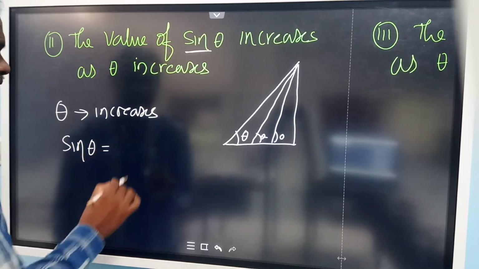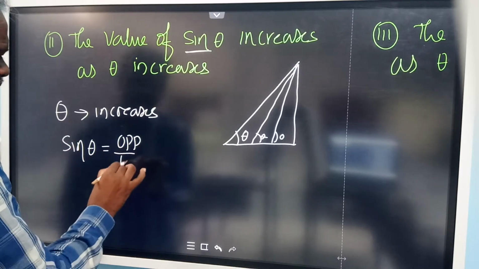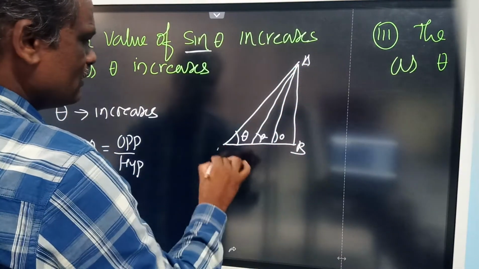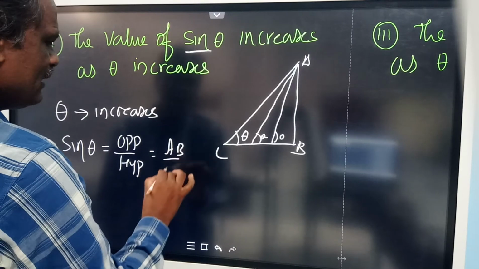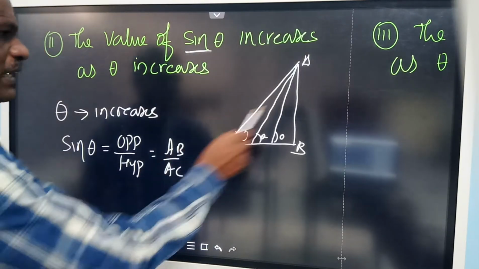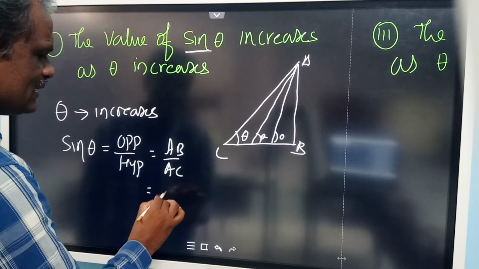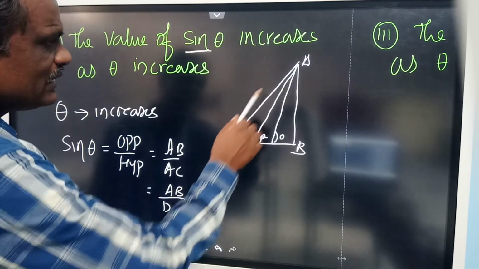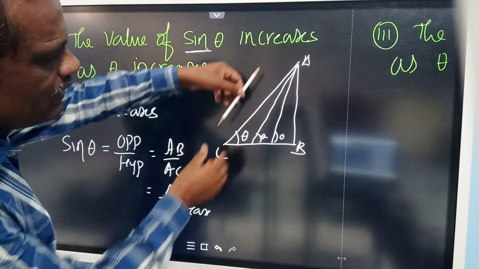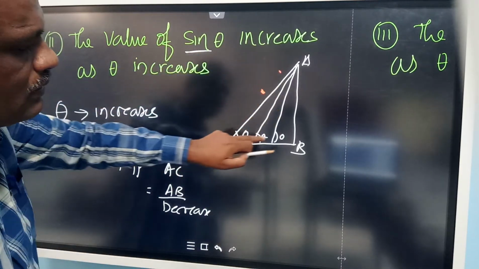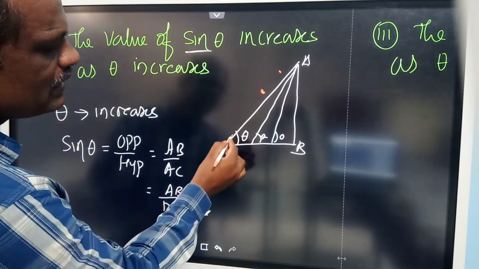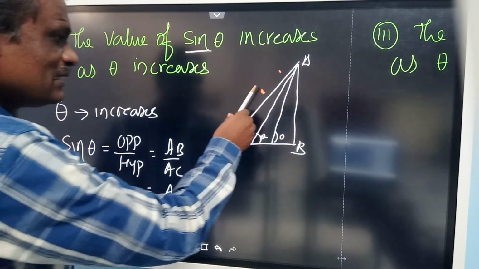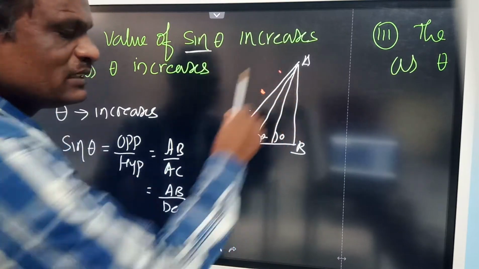Sin theta is nothing but opposite side by hypotenuse. Opposite side of this one, suppose if I take ABC, is AB by AC. See, AB remains same, AC decreases here. When you are increasing this angle, this length, initially this, once you go to the end it becomes AB. As theta increases, hypotenuse decreases.